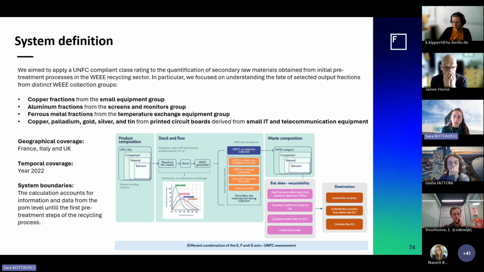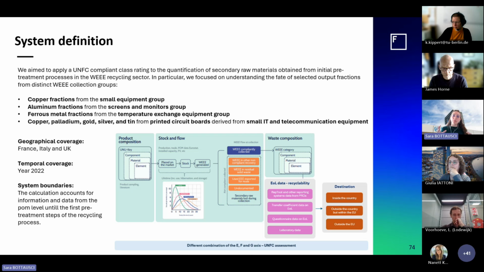As said, the geographical boundaries were the 3 different countries, so France, Italy, and the UK, while the temporal coverage was the year 2022, which was used as a reference year. And to complete the system definition, let's also say that our system boundaries went from the devices and the products that were placed onto the market in the year 2022 until the first pre-treatment of the recycling processes.